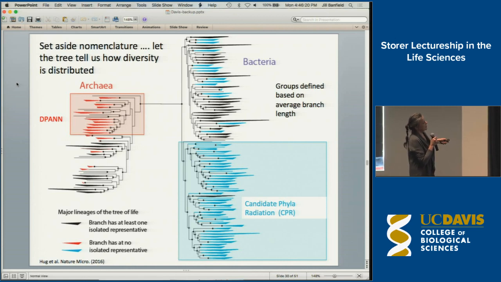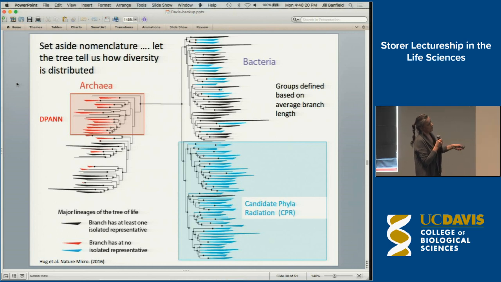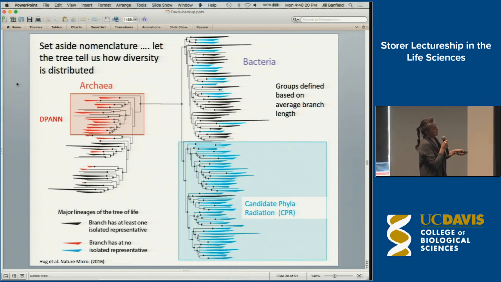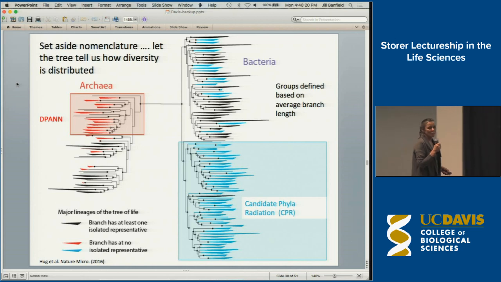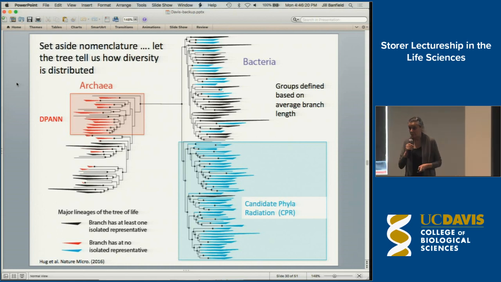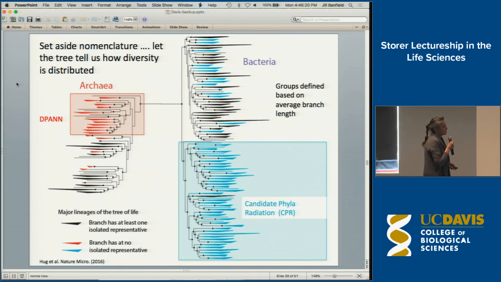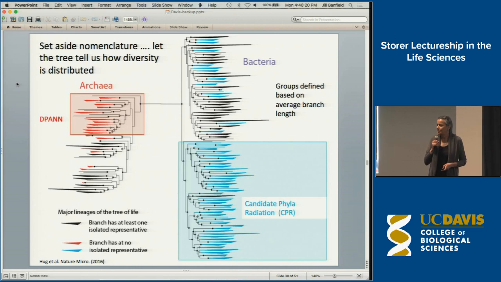In black, we have branches with one isolated representative, and in colors, red for archaea, blue for bacteria, we have the candidate phyla. Here is the candidate phyla radiation. And if you look at that, the way I look at that, that's around about half of bacterial diversity. Well, needless to say, perhaps this was not a happy thought to a lot of people. And they've now come up with a number of statements that I think are very intriguing.